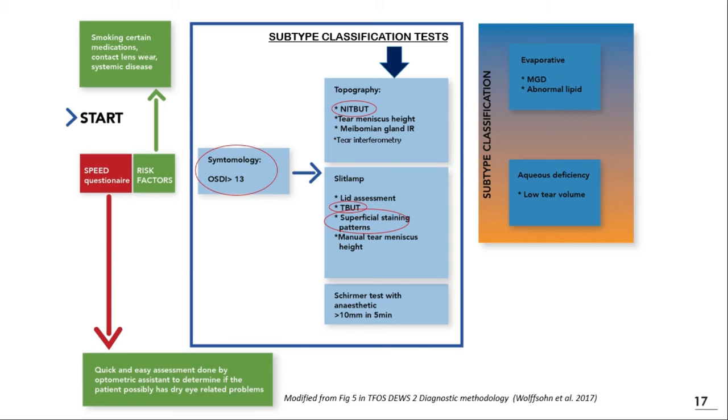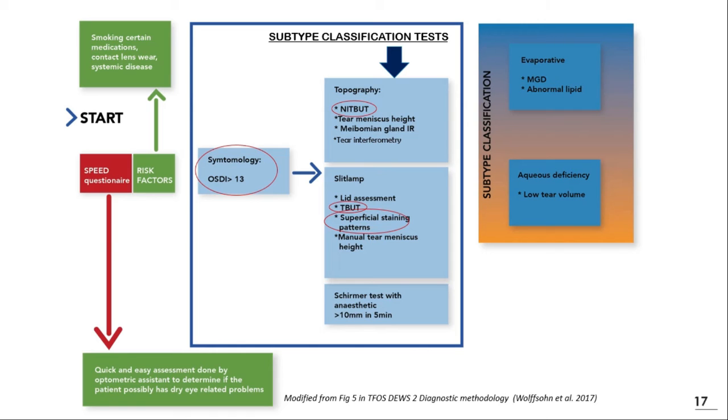Then if you look under topography, you will see there are 4 tests there. You have your, obviously your non-invasive T-BUT, your tear meniscus height, your meibomian gland infrared scans, and your tear interferometry. These are all things or non-invasive tests that can be done with your topographer. And from all of those, the only thing that you can really do outside of your topographer is the tear meniscus height. And then the meibomian gland scans are a little bit of a challenge, but there are some ways of trying to see the glands without an infrared scan. So that is manageable. But the other ones you really do need a topographer for.